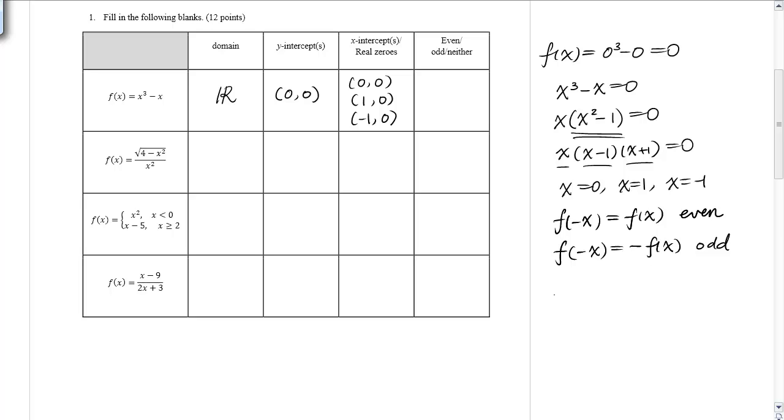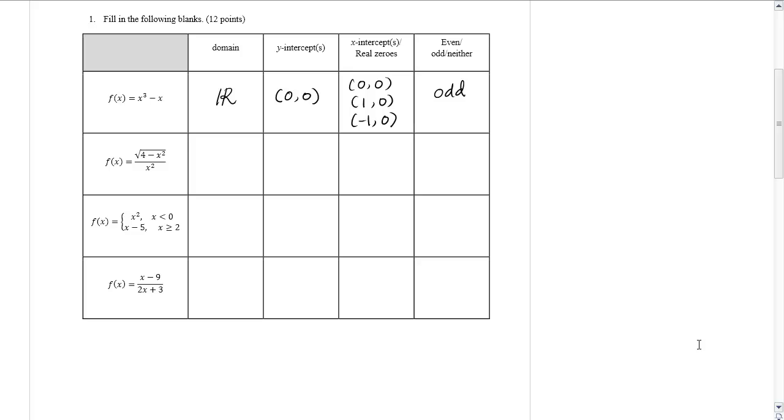So in this case, f(negative x) equals, just replace all the x in the function by negative x. So negative x to the third power minus negative x, which equals negative x to the third power plus x. And if we compare this to the original function, we can realize that this equals the negative of the original function. Therefore, the answer to this problem is this function is an odd function.